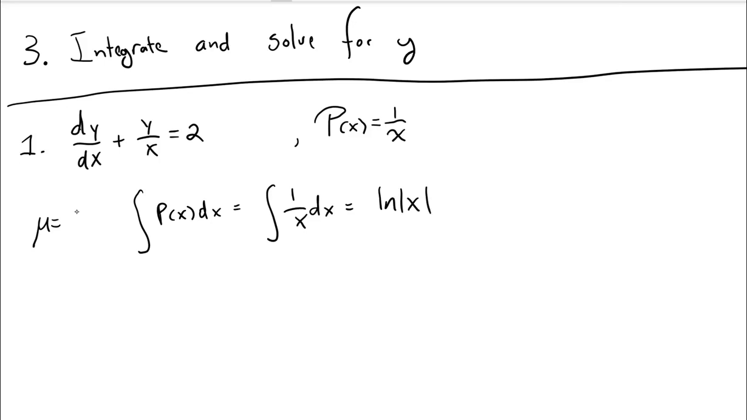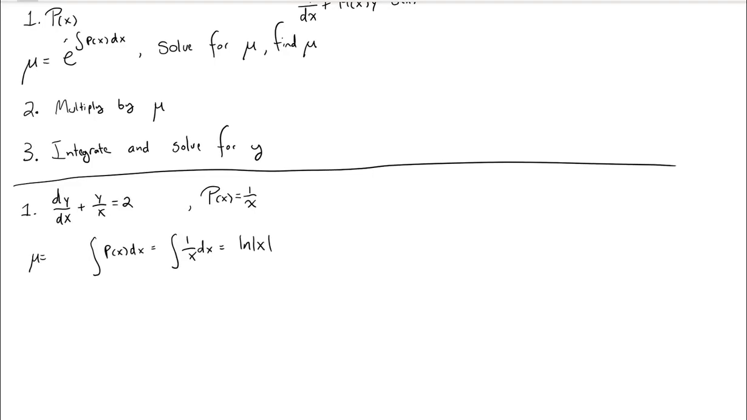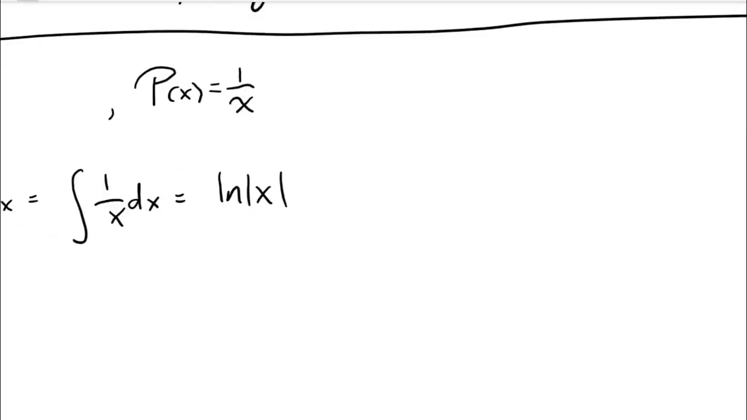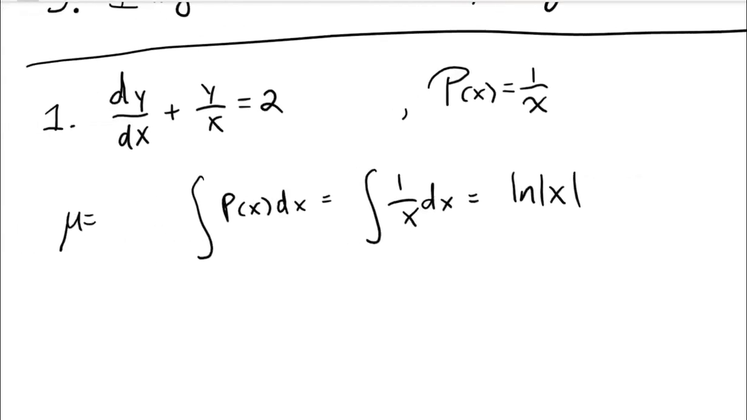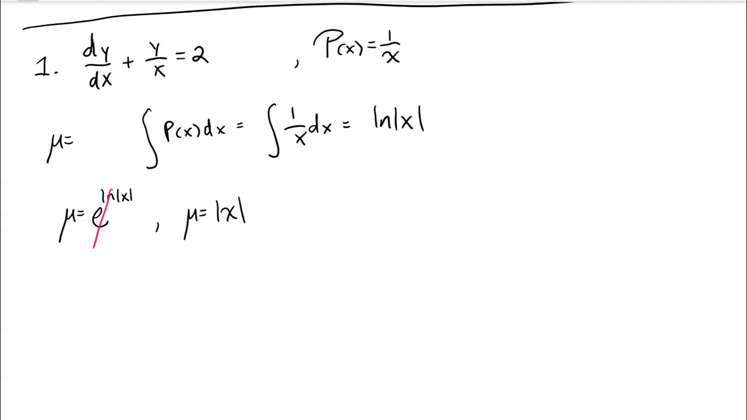And we're not going to worry about our c here, because we're going to end up integrating this at the end, and then we'll deal with it there. So we have ln of the absolute value of x, and we know that mu is equal to e to the ln of absolute value of x. The e and the ln will cancel out, and then we'll have mu is equal to the absolute value of x. Nice.